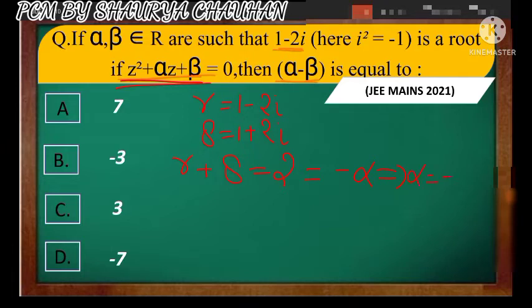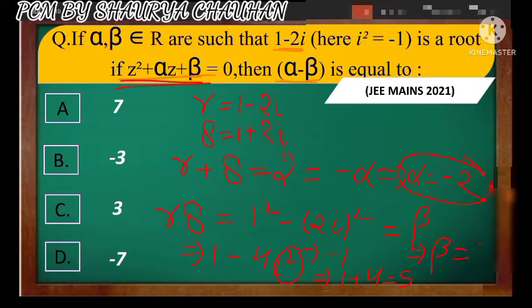And now the product of roots. So gamma and delta will come out to be 1 square minus 2 iota square. So it is beta. It will come out to be 1 minus 4 iota square. And we know the value of iota square is minus 1. So it will come out to be 1 plus 4, which is 5. So the value of beta is 5.